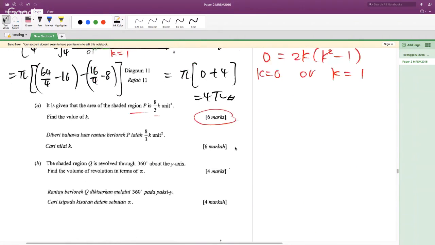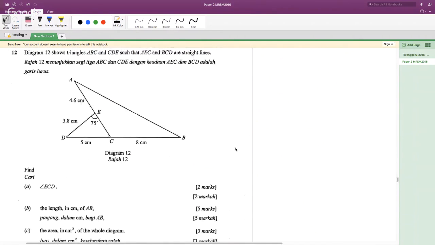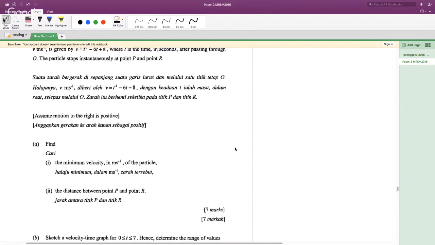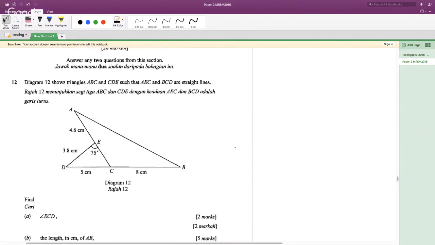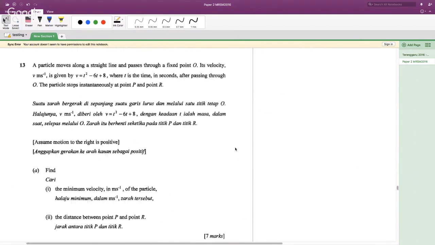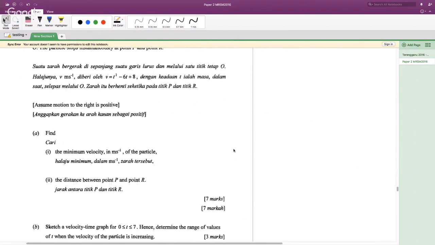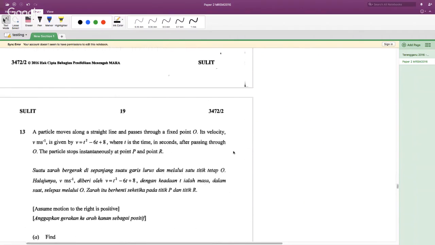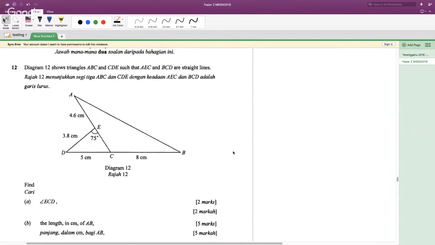Still we have a little bit of time, so maybe we try to have a look at some questions here. Do you prefer solution of triangle or motion along a straight line? Please choose one question for us to discuss. Okay, so let's have a look at the solution of triangle.